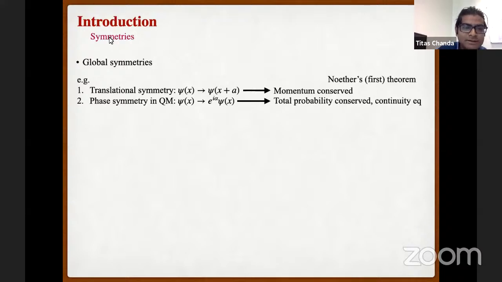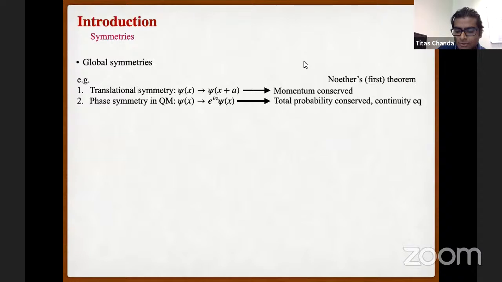move back to the very beginning. Let us consider symmetries. We have global symmetries, where we transform the system globally but the physics remains invariant, and we call those symmetries. For example, we can have translational symmetry or phase symmetry in quantum mechanics. And if the symmetry comes under a transformation under a continuous group, then we also have Noether's theorem, where we can have conserved charges, conserved currents, etc.